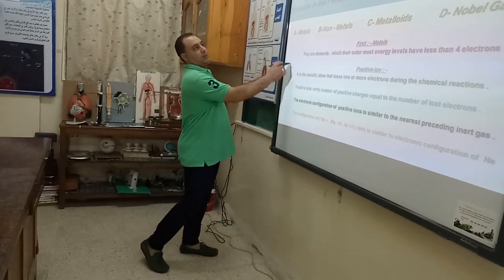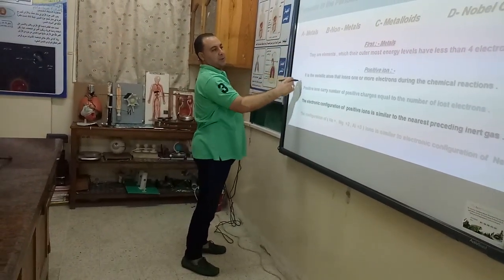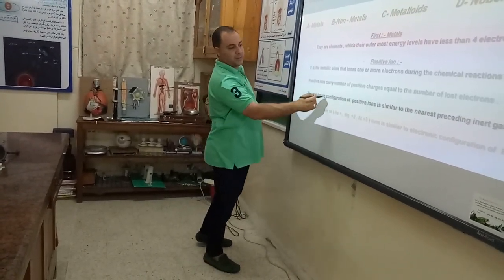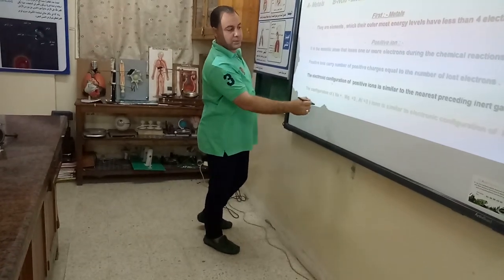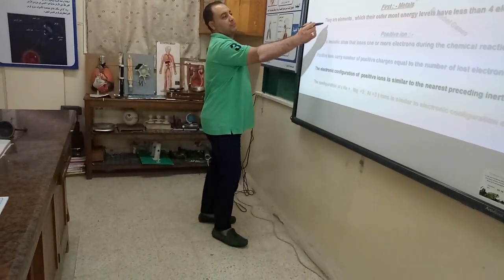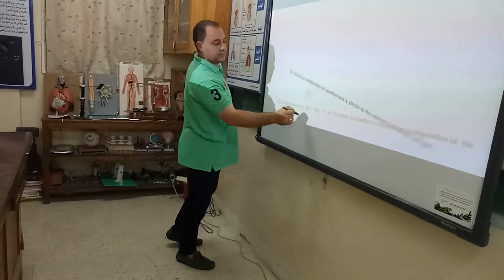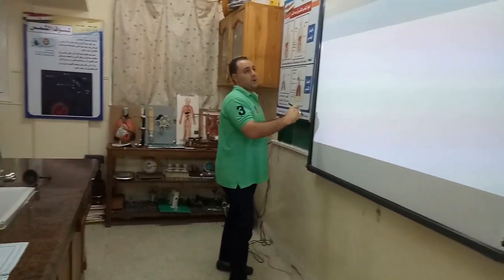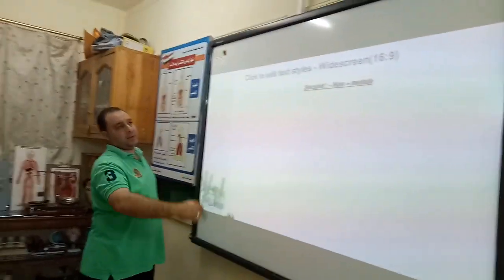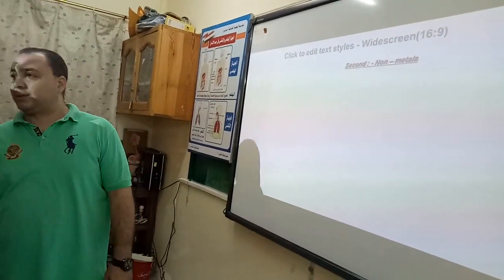Okay? We said that metals form positive ions, their definition, and positive ions carry electrons, and so on. Okay? After that, we are going to study the second element type, which is nonmetals.